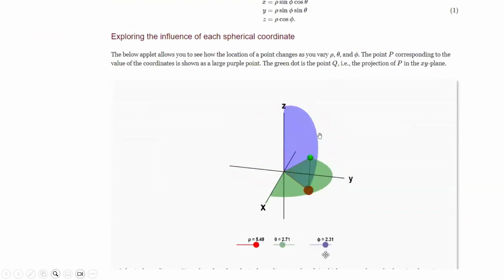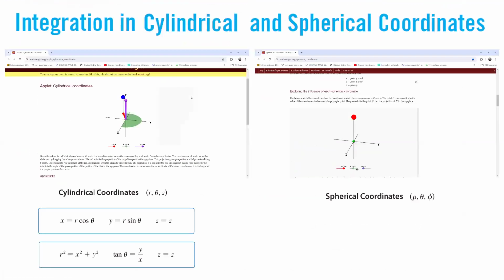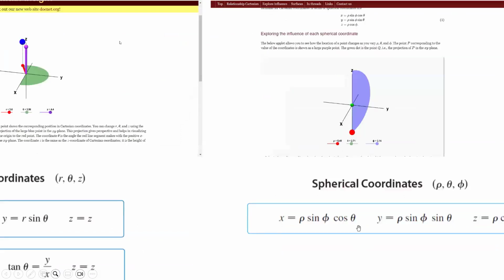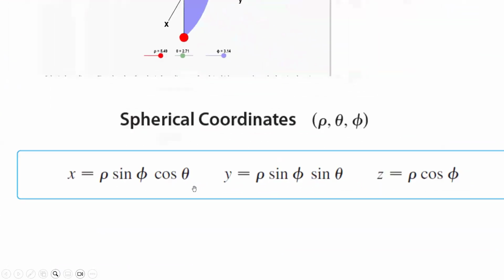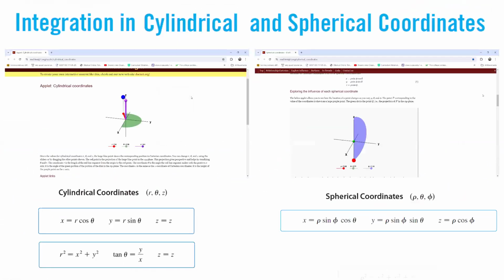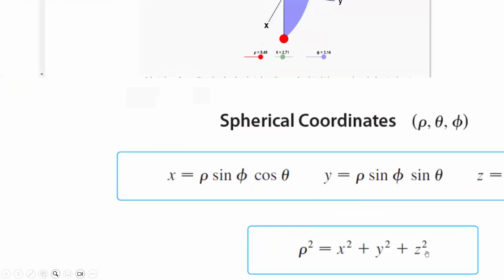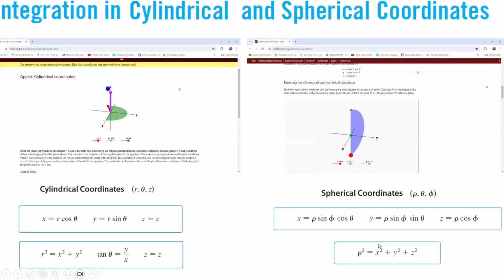But for phi, which is the angle between the positive part of the z-axis and the point, the maximum value it can take is pi, or 180 degrees. When you're working with the spherical coordinate system, x is rho sine phi cosine theta, y is rho sine phi sine theta, and z is rho cosine phi. And as we mentioned before, rho squared is x squared plus y squared plus z squared, where rho is the distance between the point and the origin in space.